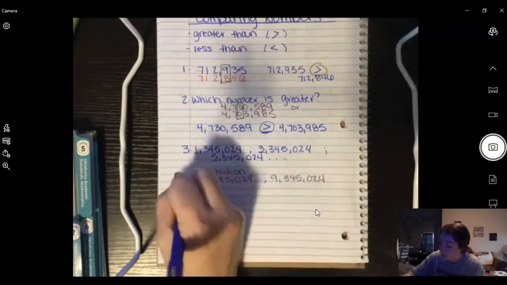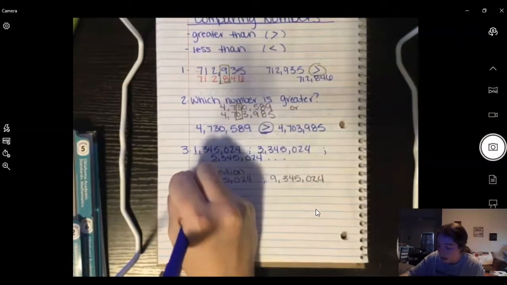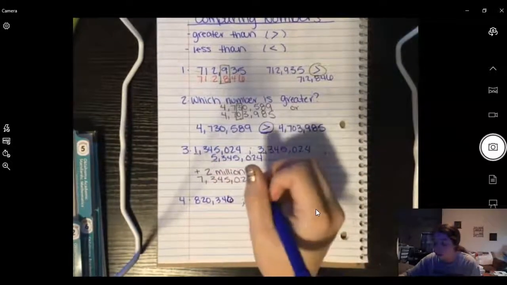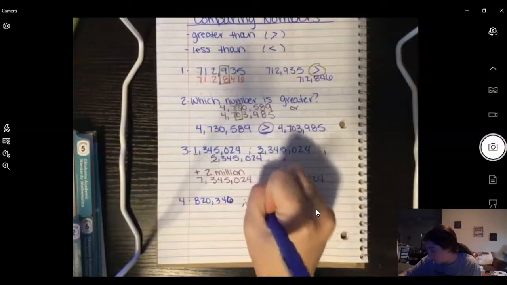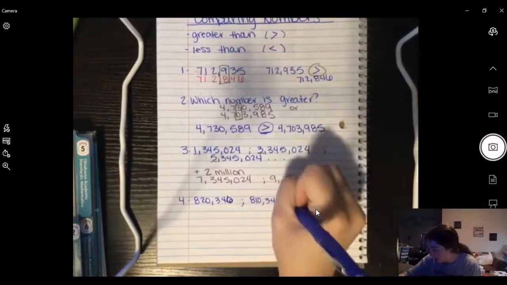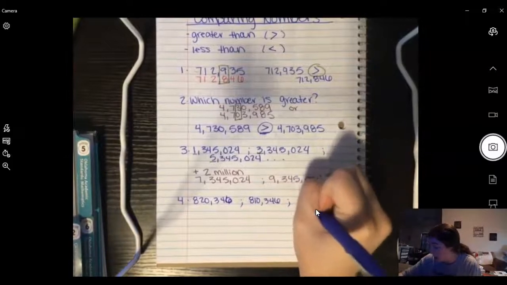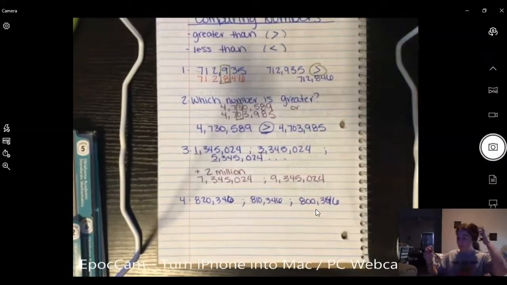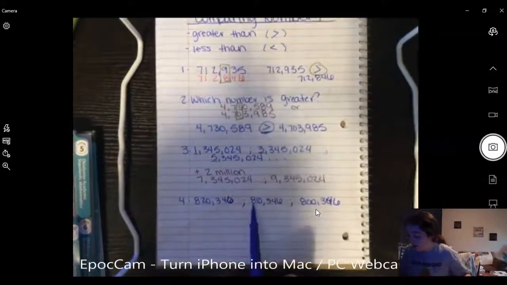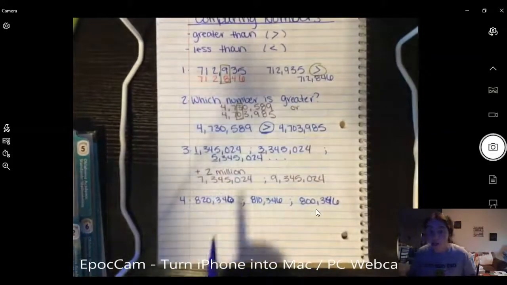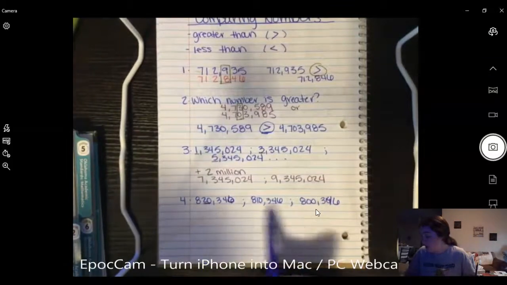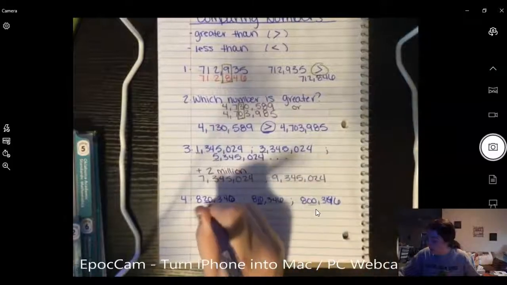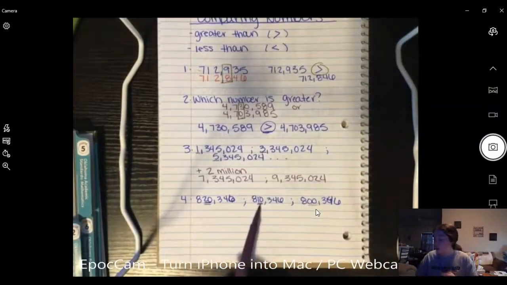So our last problem, we have 820,346. Then we have 810,346. And then we have 800,346. Sorry, I messed up. So we need to look. Are the hundred thousands going down? Not quite yet. But we see that 20 right here goes to 10 right there, and then it goes to 0 right here. So how would we get from 20 to 10?